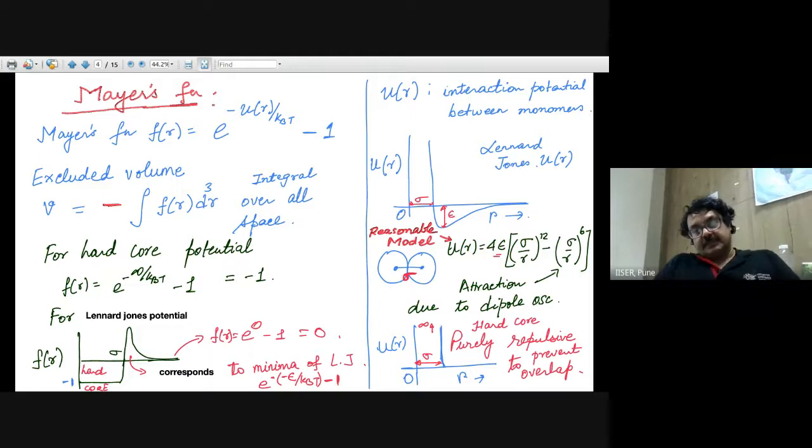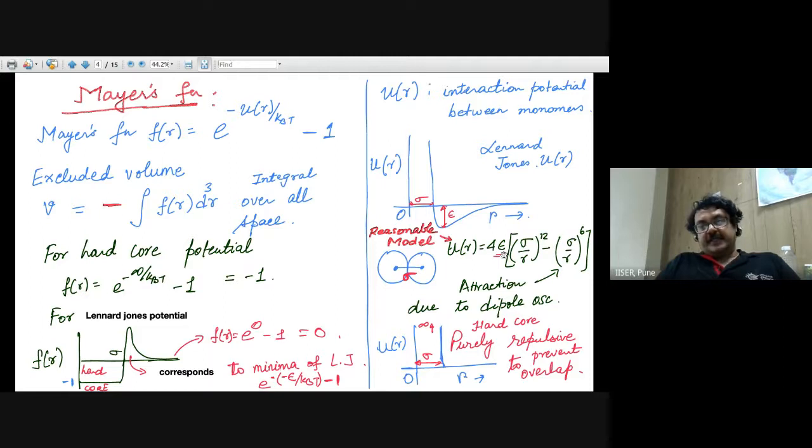Okay, so it goes as 1 by r to the power 6, and it's an attractive force, and this decays very sharply at larger distances. It goes to 0. And a reasonable model, if there are these dispersion forces and attraction between monomers, is the so-called Lennard-Jones potential, and that can be written as 4 epsilon.